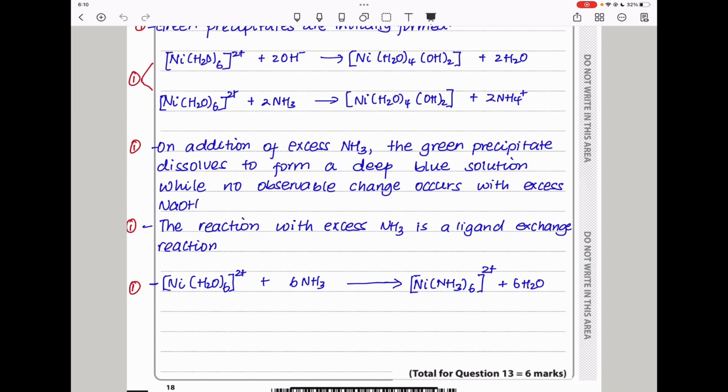Now there is a situation if a student wrote the complex like nickel, H2O, 4, or H2. If this was the complex the student wrote and they added ammonia, then again we're going to see all the ligands being substituted. We will get Ni(NH3)6, plus you would have 2OH, and then plus 4H2O. Again, that would be a ligand substitution reaction, whereby all the ligands have been substituted, and we have only ammonia ligands present, and that will be a deep blue solution.